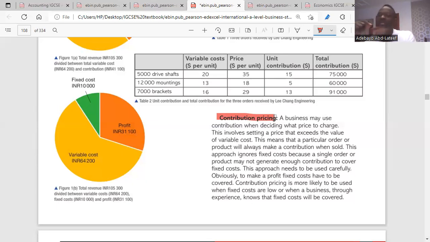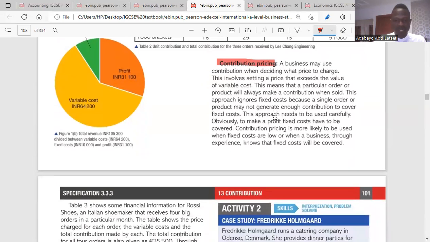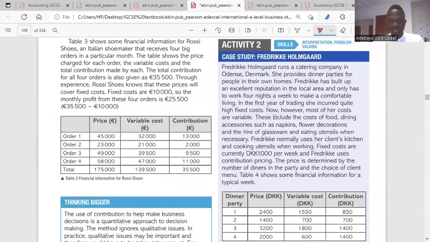But when you are thinking about contribution costing, you are thinking about the cost of production in terms of the variable cost, about each cost, and which one is more preferable. That is contribution costing. But when you're thinking about contribution pricing, it means you want to sell at a price that will exceed the variable cost. Do you have any question about that? No. I think you'll be able to do the activity now.